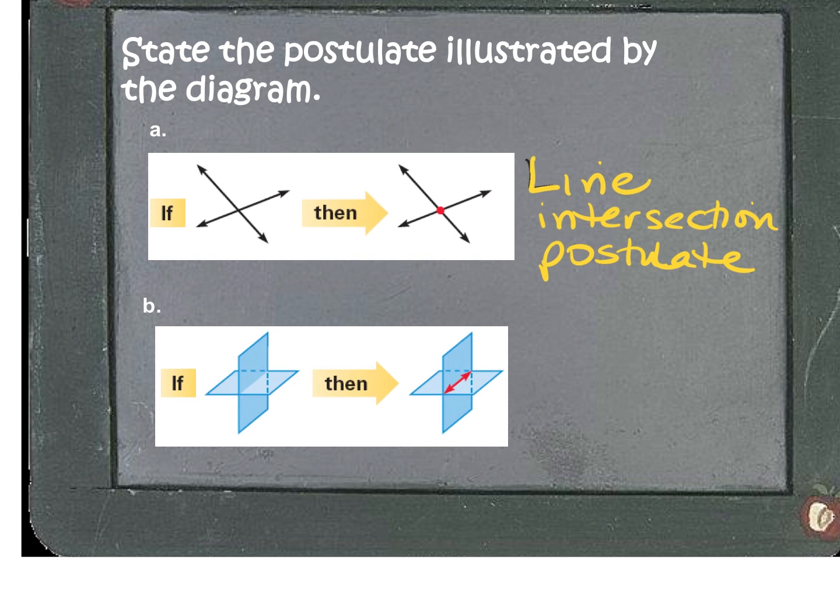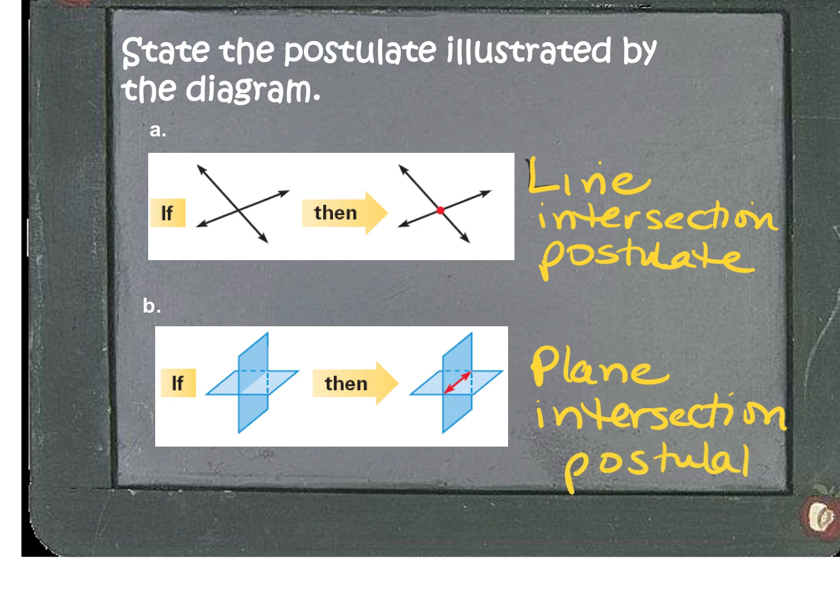The next one is an example of the plane intersection postulate. What this one states is that if two planes intersect, then their intersection is a line. And that's what happened after the word then. You can see that the line is in red, indicating they're showing that intersection. So be able to take a diagram like this and state which one of the 7 postulates are pictured.